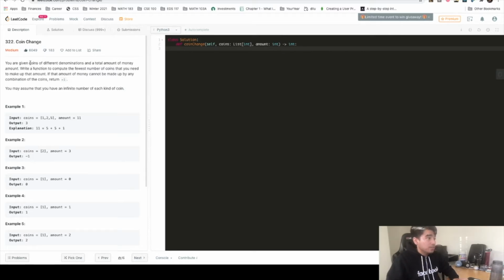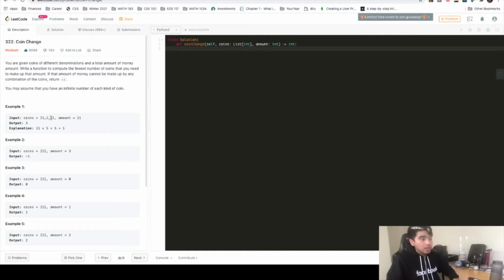So we're given coins of different denominations and a total amount of money, amount. Write a function to compute the fewest number of coins that you need to make up that amount. If that amount of money cannot be made up by any combination of coins, return -1. And you have an infinite number of each type of denomination.